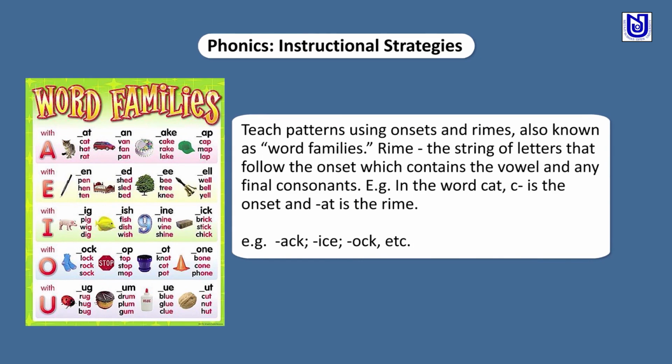Rime, R-I-M-E, this is not rhymes. So, what does it mean? It is the string of letters that follows the onset, which contains the vowel and any consonants. For example, the word cat, where the starting letter C is the onset, and A-T is the rime. So, this kind of words can be taught at the early level.